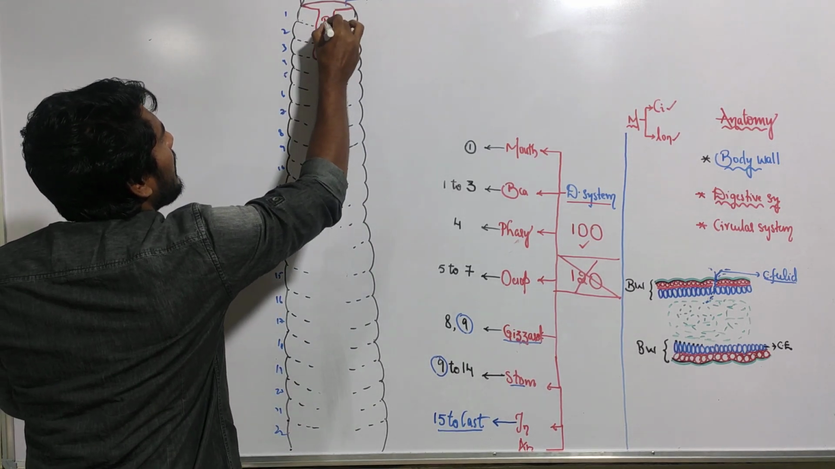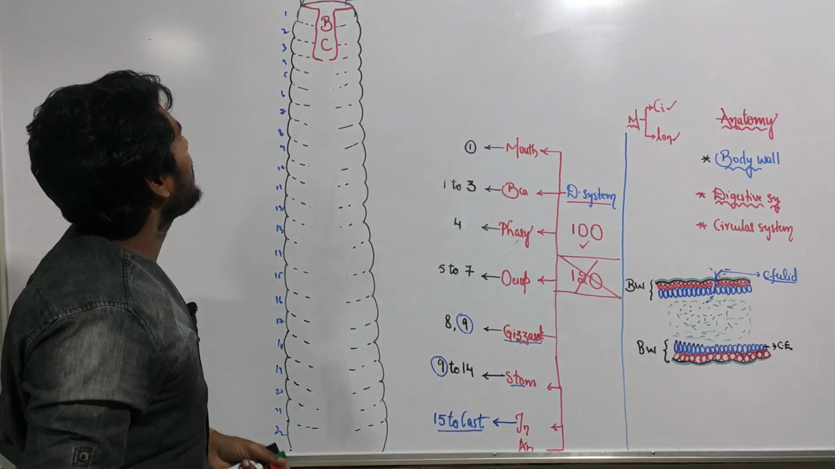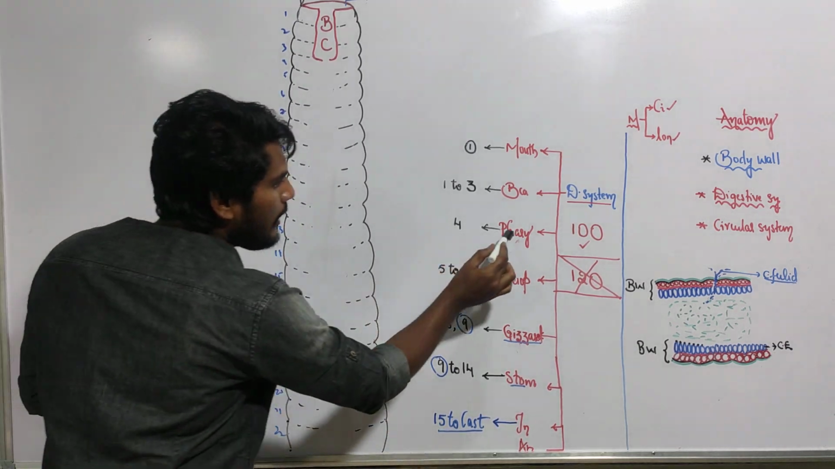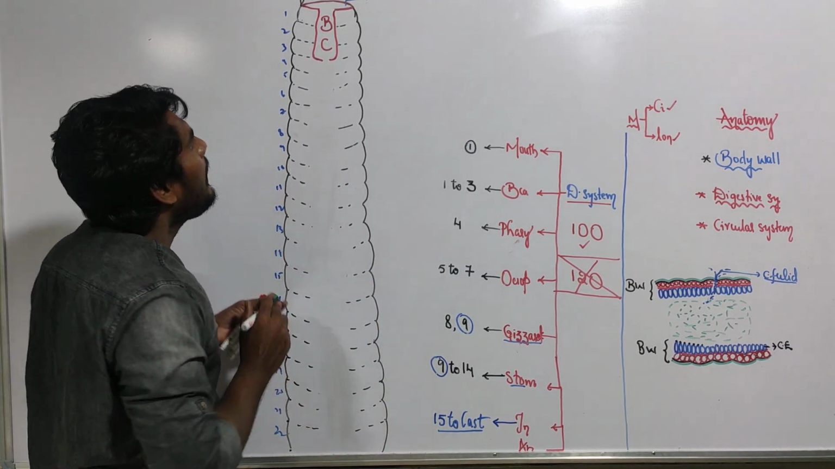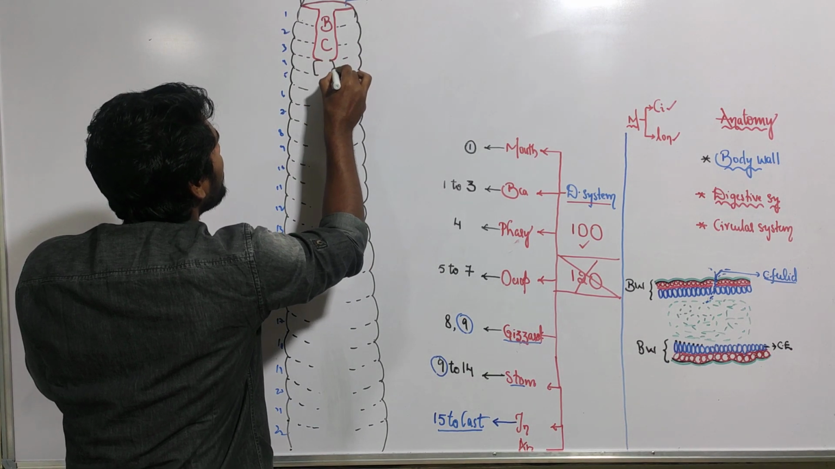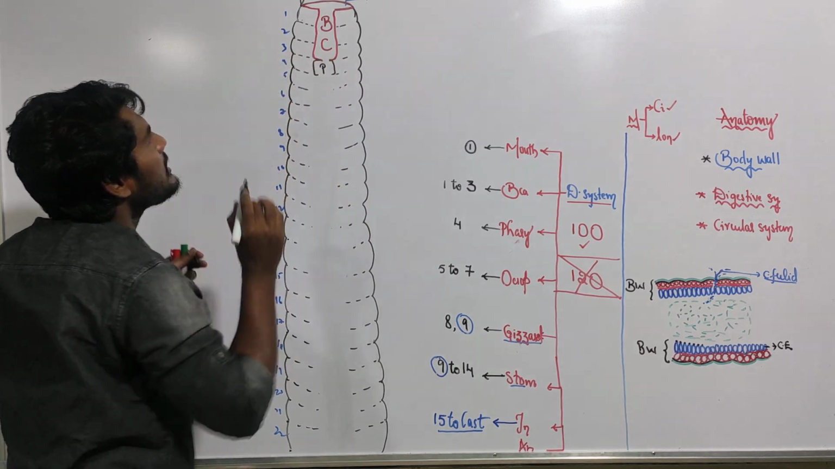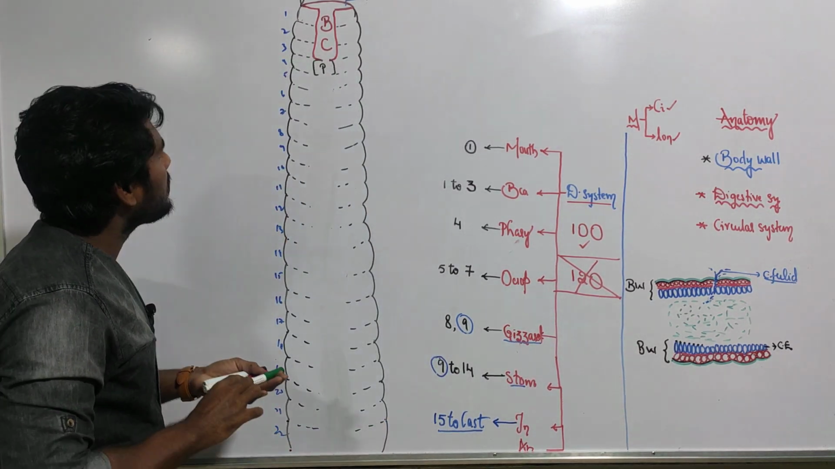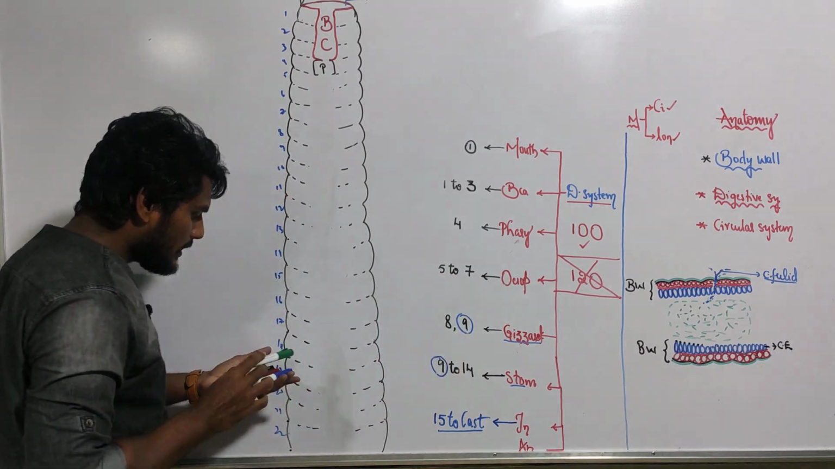This is the buccal cavity, which is seen in segments 1, 2, and 3. The buccal cavity is followed by the pharynx, which is very, very short and is only present in the fourth segment of the earthworm. This is the pharynx part, which is only present in the fourth segment. I hope you are understanding. And this pharynx is followed by the esophagus.